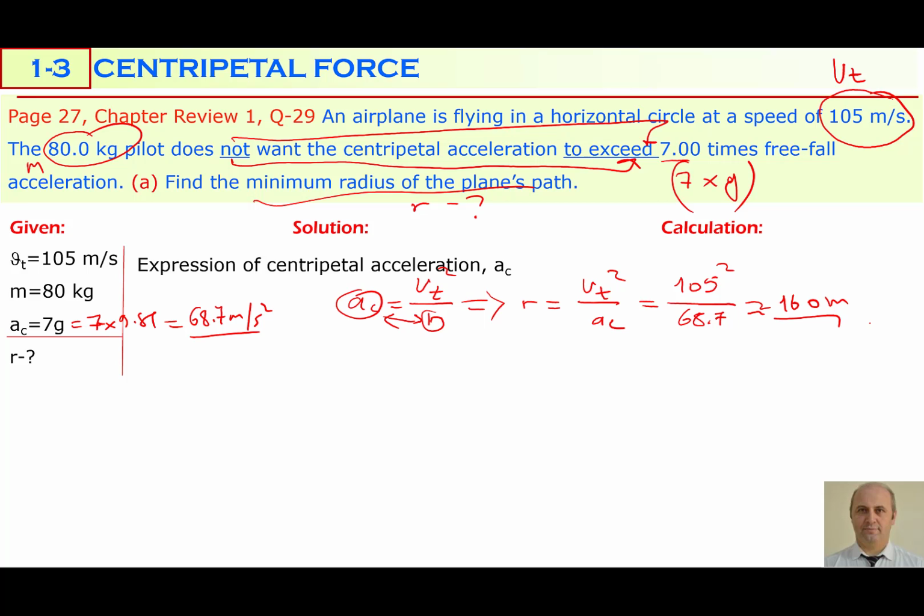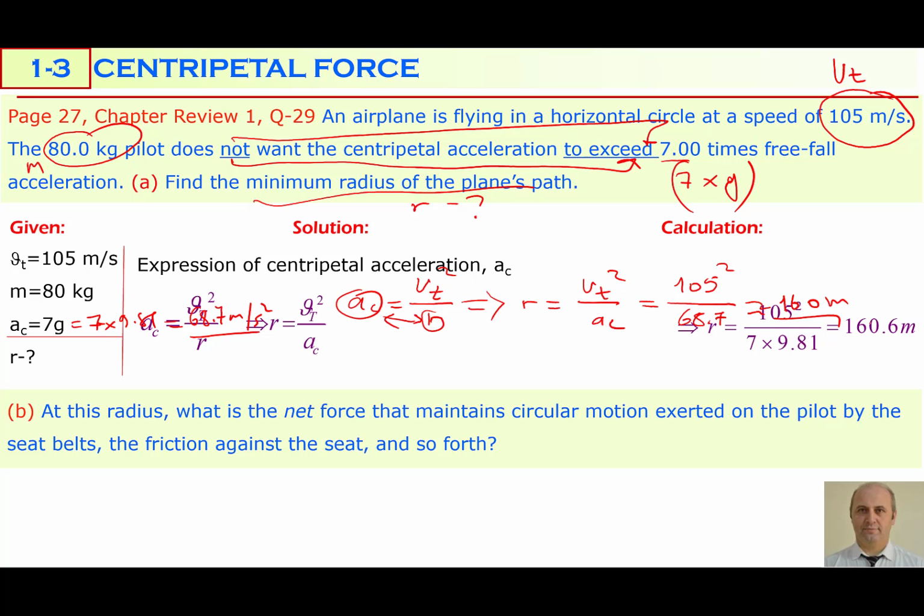And part B is asking, at this radius, what is the net force that maintains circular motion exerted on the pilot's body by the seat belts, friction against the seat, and so forth? Of course, while this pilot is moving on a circular path, there must be a resultant force acting on the pilot's body. That resultant force is centripetal force, as you know. So, of course, these sentences are talking about the origin of this centripetal force. What is the origin of it?